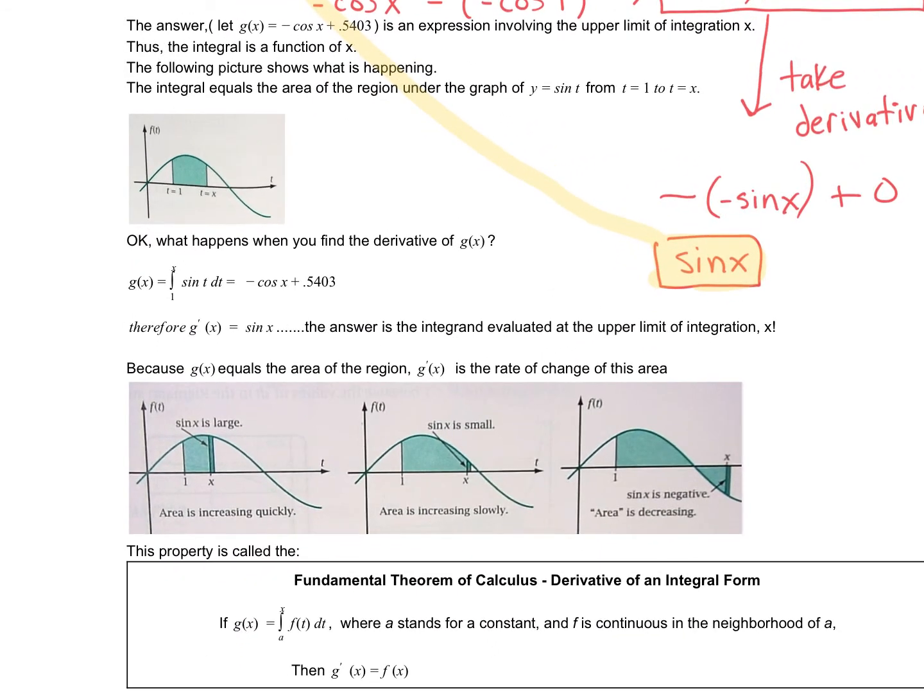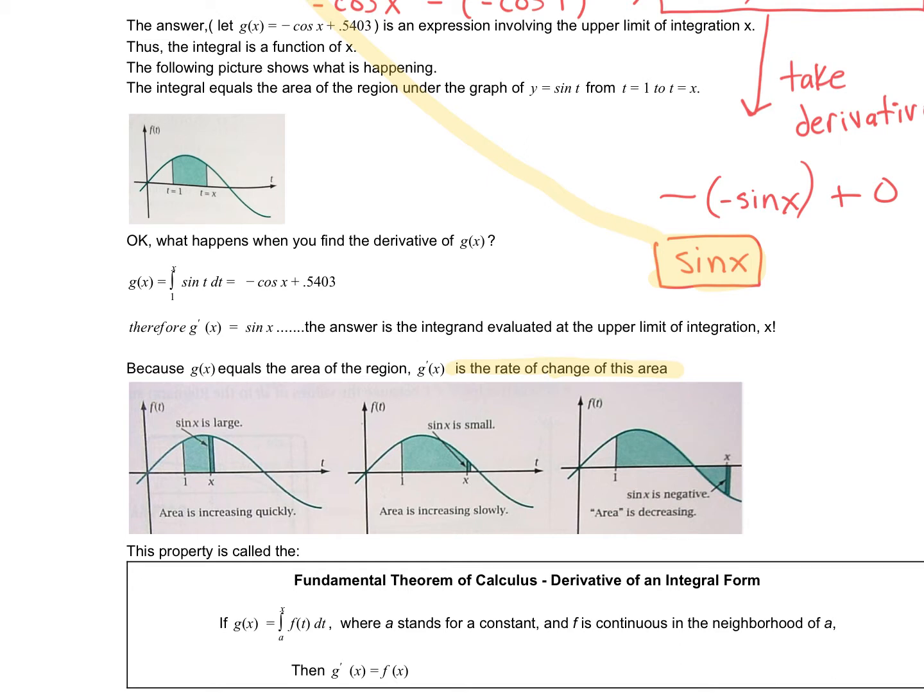Okay, so that is what this talks about right here. Here is our answer. The derivative, g prime of x, is the sine of x. The answer is the integrand evaluated at the upper limit of integration. Because g of x equals the area of the region, the derivative is the rate of change of this area. So this is an important sentence right here: the rate of change of area. That's what the Fundamental Theorem of Calculus Part 2 tells us.